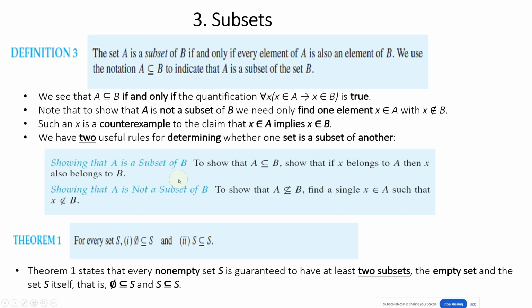Showing that A is a subset of B. To do that, we need to prove that every X that is in A belongs to B. And if we would like to prove that A is not a subset of B, we just need to find one element X that is part of A and not part of B. If we find just that one, we prove that A is not a subset of B. And the not-a-subset notation is just a line drawn across the subset symbol.